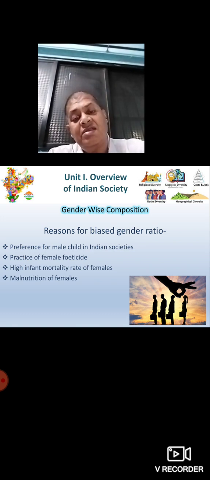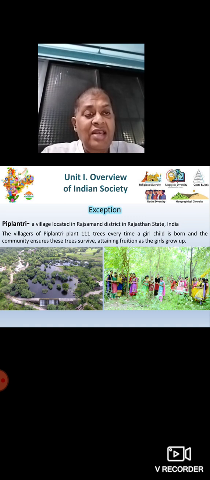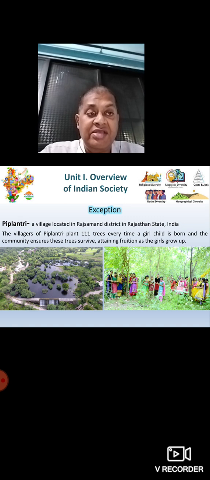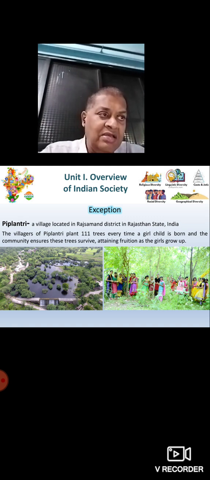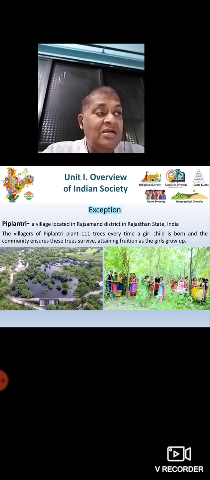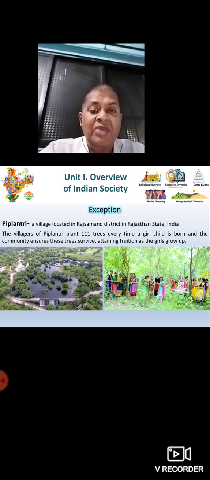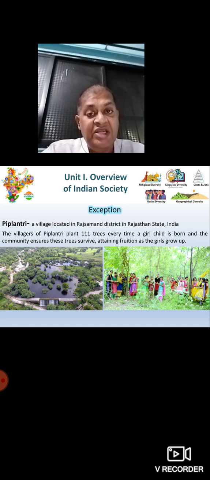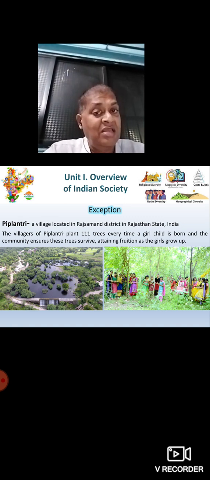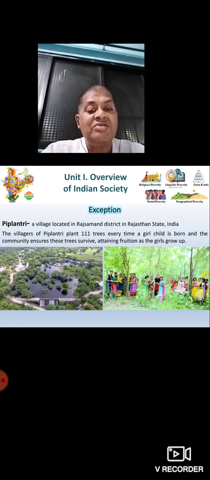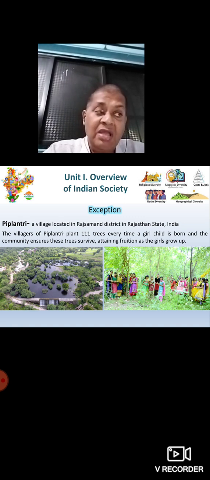Now, in this dark scenario, we have this one silver lining. See, there is this one village called Piplantri, which is located in a district in Rajasthan state. Here, for years now, the villagers of Piplantri village have been planting 111 trees every time a girl child is born. Mind you, in Rajasthan, which does not have a high gender ratio, here in this village, 111 trees are planted every time a girl child is born, and the community ensures that these trees survive, attaining fruition as the girls grow up.